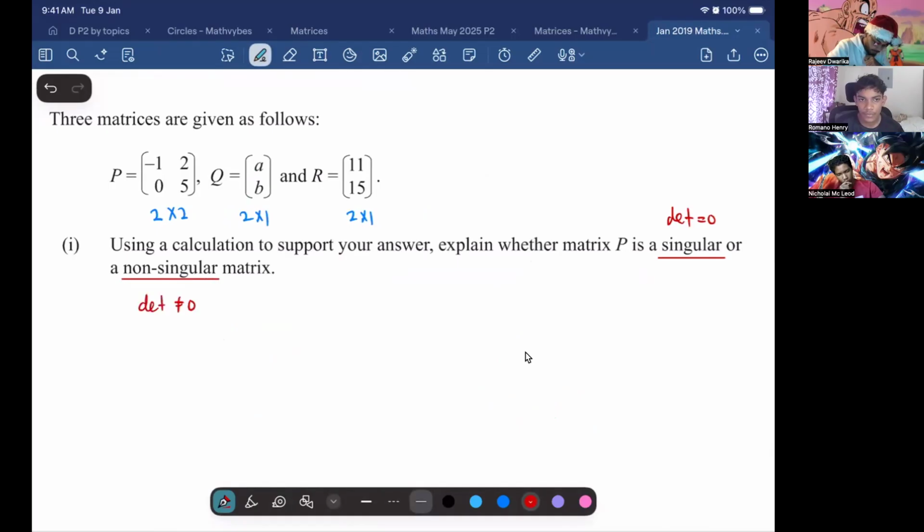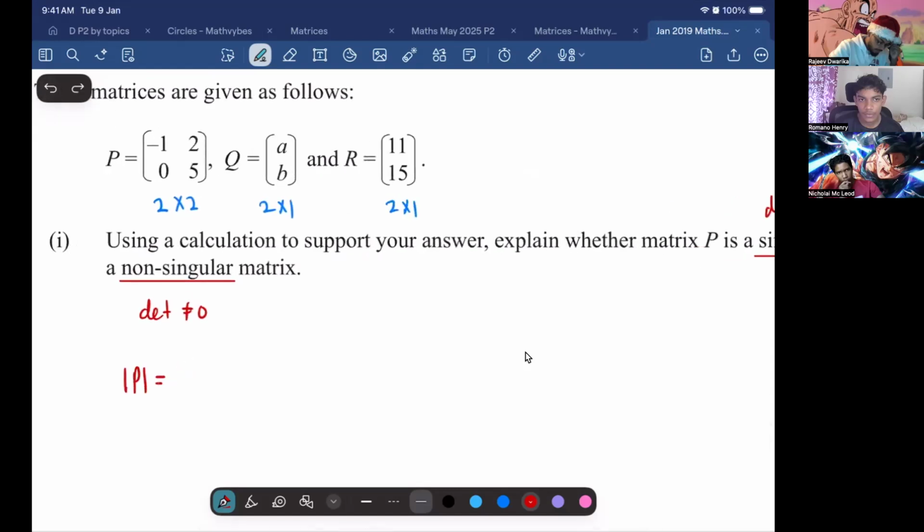Right. So let me find the determinant of P. How would I find the determinant of P? Negative 1 times 5, sorry, minus 2 multiplied by 0. And I think from yesterday, you would understand that 0 by 2 and 2 by 0 mean the same thing, so it doesn't matter the order in which you multiply. Multiplication is commutative, right? Are you with me? Yes, sir.